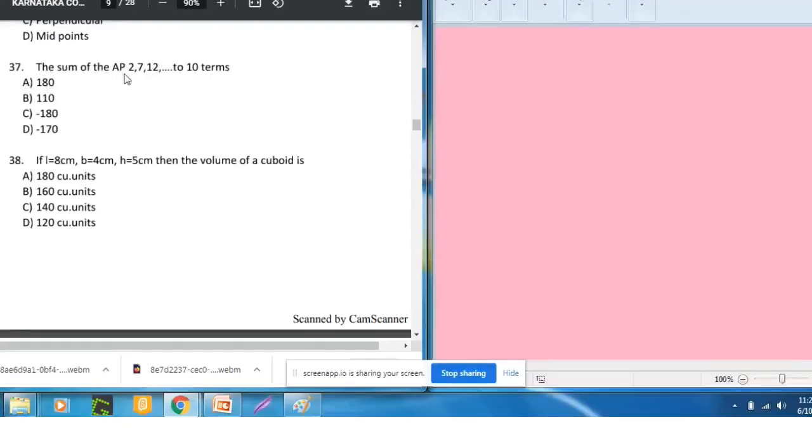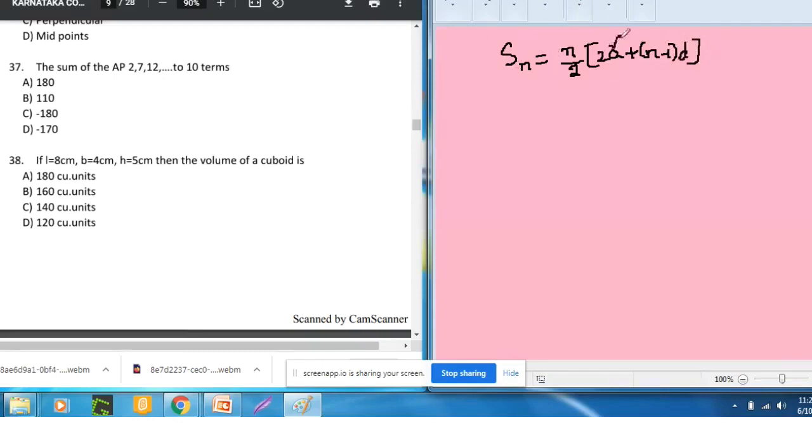37th question. The sum of AP 2, 7, 12 till 10 terms is. We are going to find the sum of 10 terms. Formula to find sum to n terms is Sn is equal to n by 2 into 2a plus n minus 1 into d, where n is the number of terms, a is the first term and d is the common difference. Let us replace the values here. S10 because they are asking to find the sum to 10 terms.